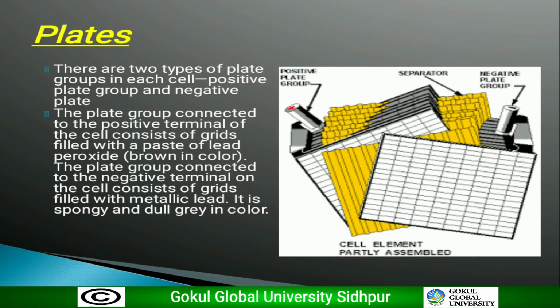Spongy means soft. Why soft? Because on these plates, as you have seen in the figure, these white dots or white colored background are the spongy and dull gray material which is covered by the plate grid.